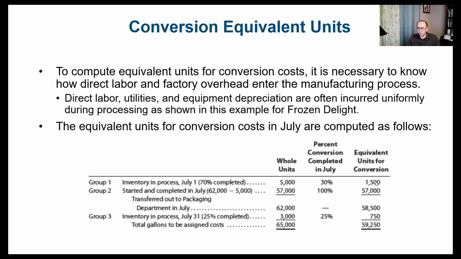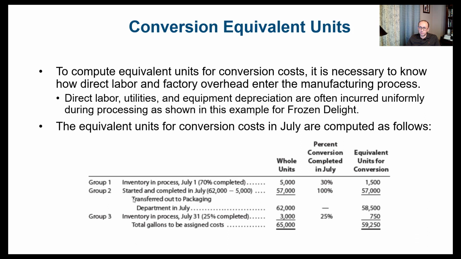But for conversion cost, or for the conversion equivalent units, we have to see how much would complement what was completed in the previous month, and that was the 70%. So we have 100% minus 70%, that's the 30%. We multiply by the 5,000 to get the 1,500.